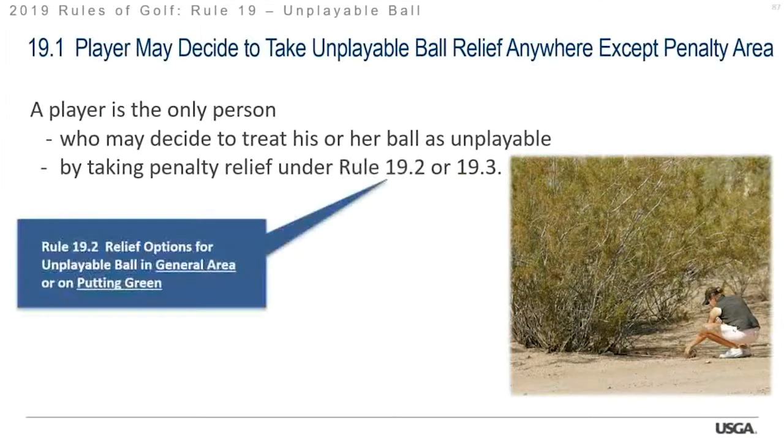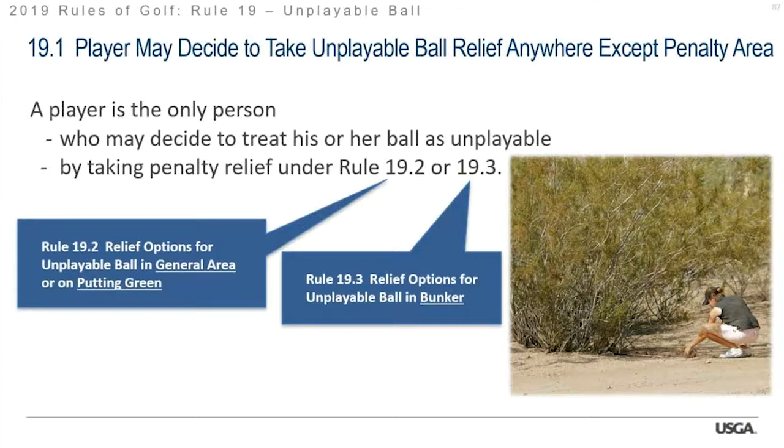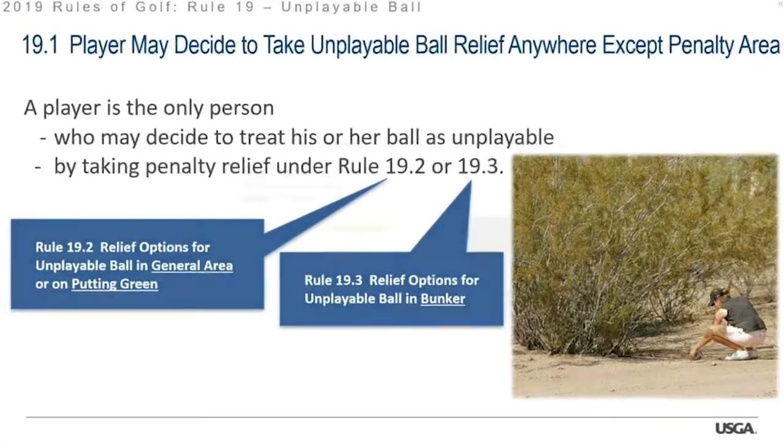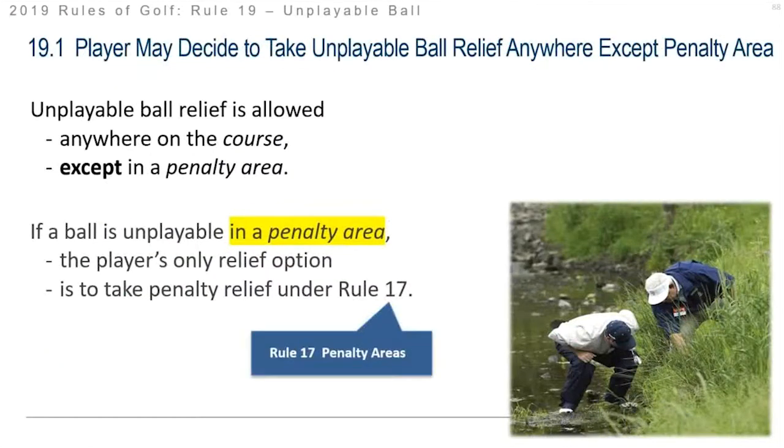All right, so a player is the only person who can make this decision by taking penalty relief underneath one of these 2 rules, 19.2 or 19.3, that we're going to talk about here very shortly. And so if an unplayable ball relief is allowed, the ball is going to be treated that way at the player's discretion. But it uses the word unplayable in the rules, which is interesting because it's not unplayable in the rules of golf, it's unplayable in the rules of English that we've talked about. You are not allowed to take an unplayable ball in a penalty area. So if you have a bad lie in a penalty area and you want to take relief from that bad lie, you're going to use the penalty area options, not the options of an unplayable lie.